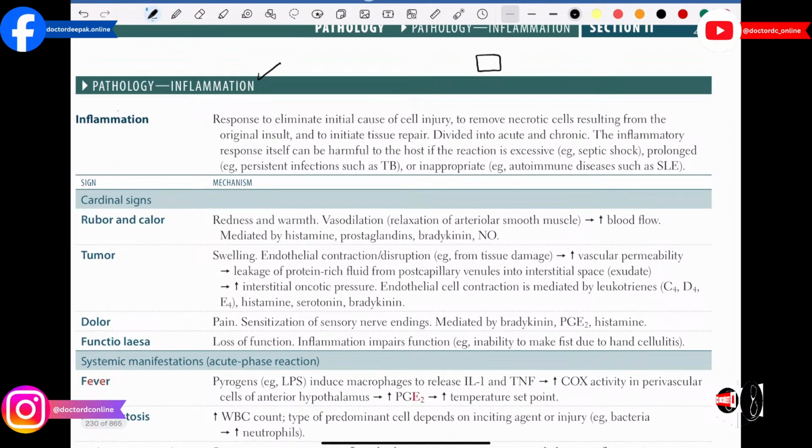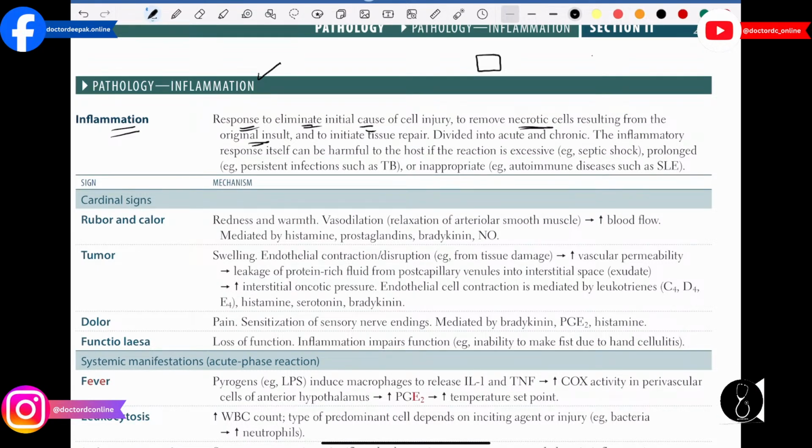So what is inflammation? Basically, inflammation is the response to eliminate the initial cause of cell injury, and it is also used to remove the necrotic cells that form from the original insult. So this is the basic definition. Then you have to understand that inflammation is a process which allows the inflammatory cells, plasma proteins and fluid to exit the blood vessel and enter the interstitial space.